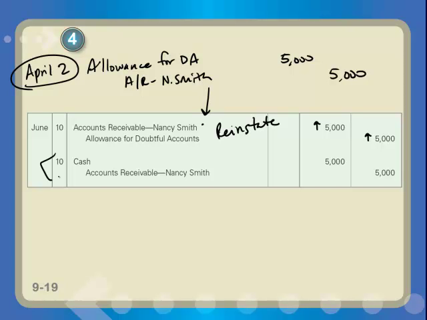Any questions on that? So when you reinstate, you have 2 entries, one for cash and one for allowance. Yes, because you're not going to reinstate it unless you get their money. There's no reason to put it back on the books. You're just putting their account back on the books, creating her accounts receivable again and then posting the cash right after that.